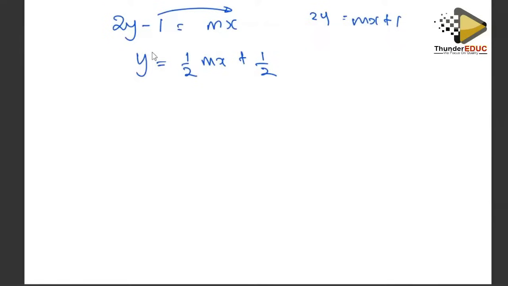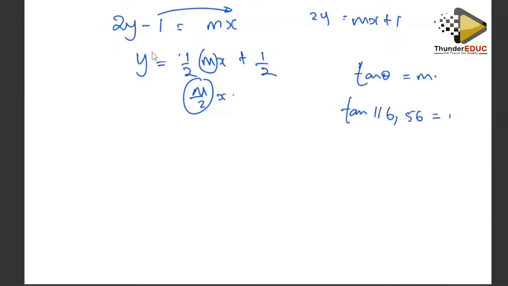What does this mean? We need the value of m. But we know that this m is the same as m over 2 times x. So this is like the gradient of interest. We know that tan of theta is equal to the gradient, just the normal gradient m. So if we get the tan of 116.56, we should be able to get to our gradient.